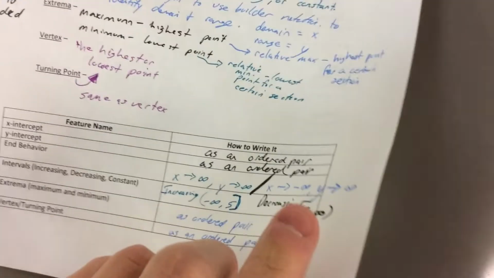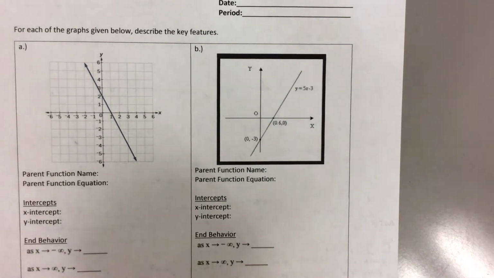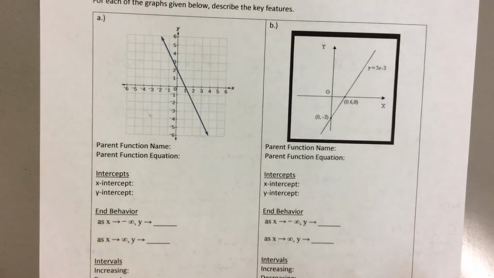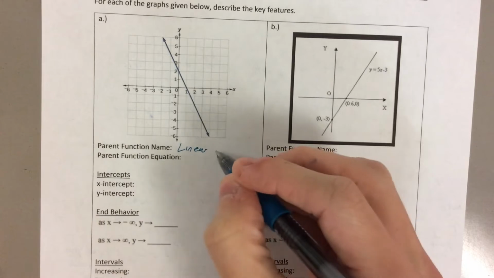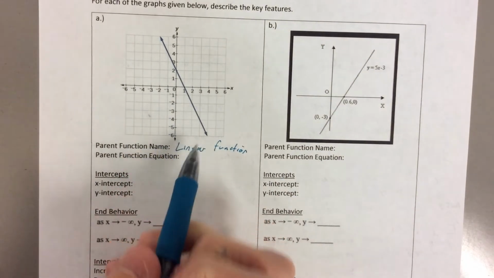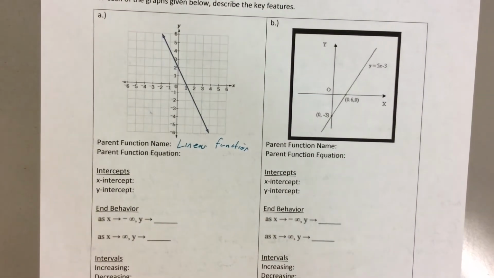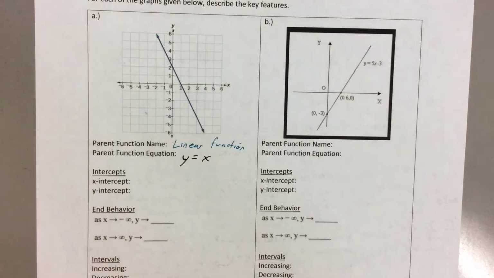So let's go and flip over to the first page, where we are looking at what type of parent function. Right, it's definitely going to be linear. It's a linear function. Linear are the only ones that will make straight lines. So linear line, straight line. Okay, the parent function for that we know is y equals x. That's how that parent function looks.